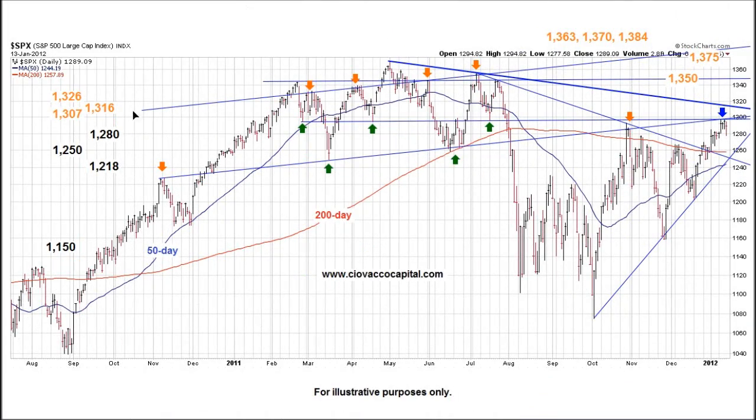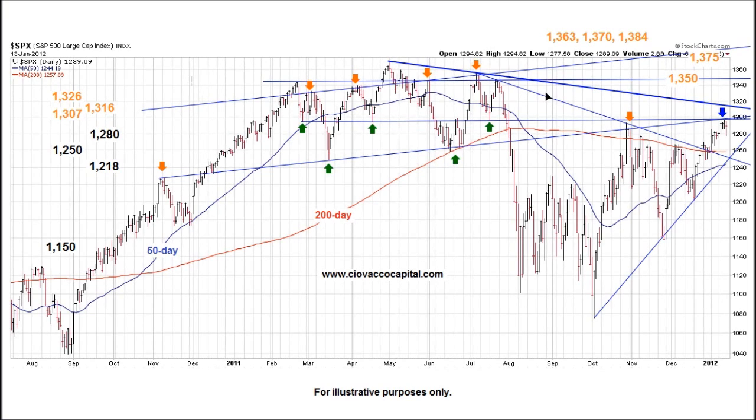Let's set the stage here. We're looking at a daily chart of the S&P 500 as of the close on Friday, January 13th. With all of these slides, they're best viewed in full screen, so you can click on the square in the lower right corner of your video player to go to full screen mode. To exit full screen mode, just hit the escape key on your keyboard.